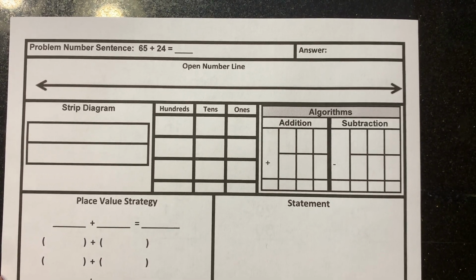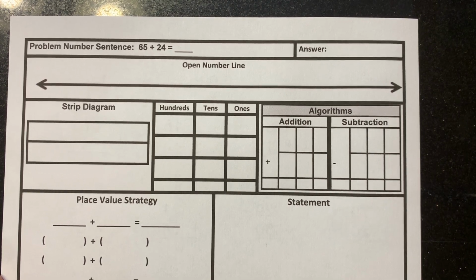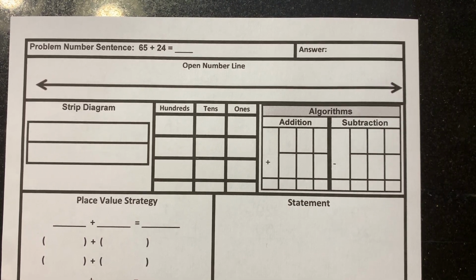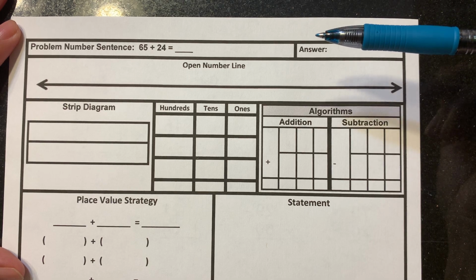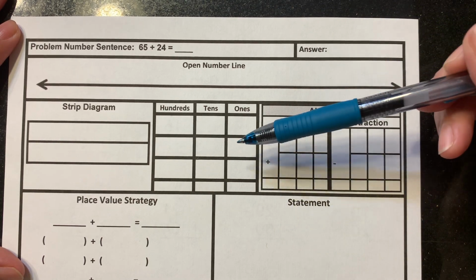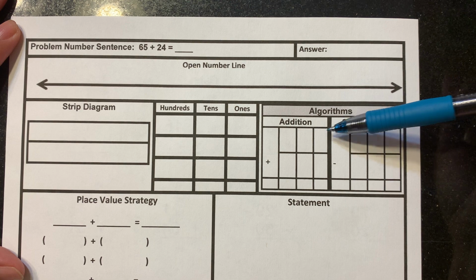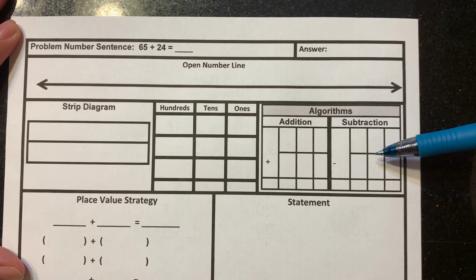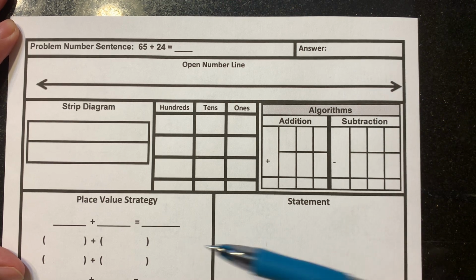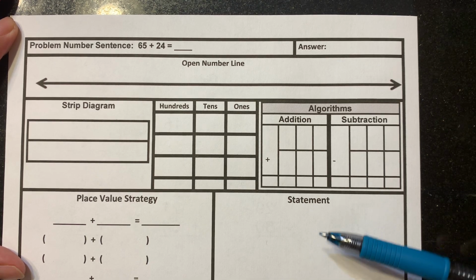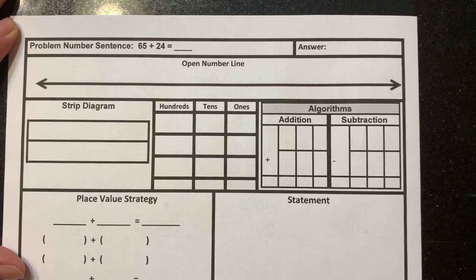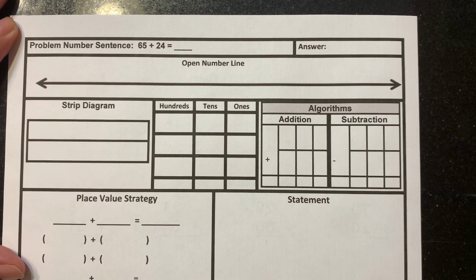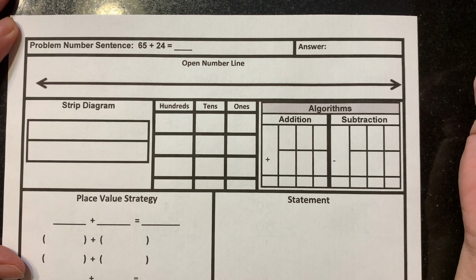Today I'm going to show you how to do the multiple representations of addition with no regrouping. As you can see here, I have an algorithm, an open number line, a strip diagram, base 10, the algorithm with subtraction to check, the place value strategy, and finally a statement. I'm going to go over the top portion of the question, and then you're going to do the one at the bottom at home by yourself. Let's go ahead and get started.